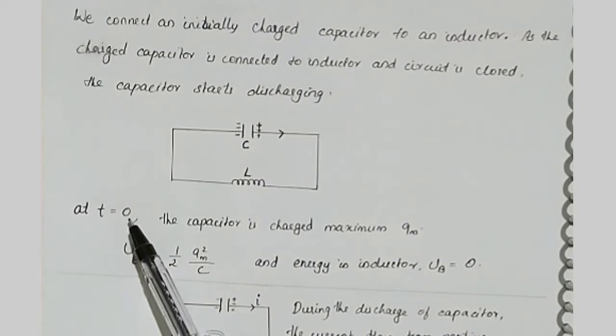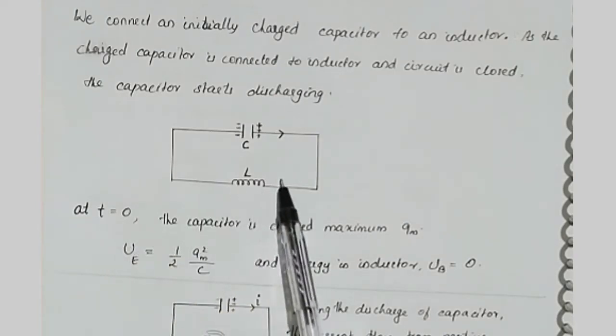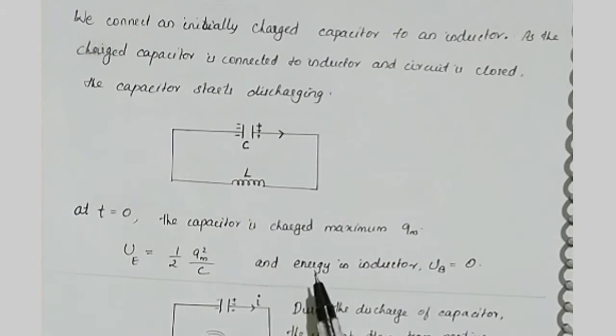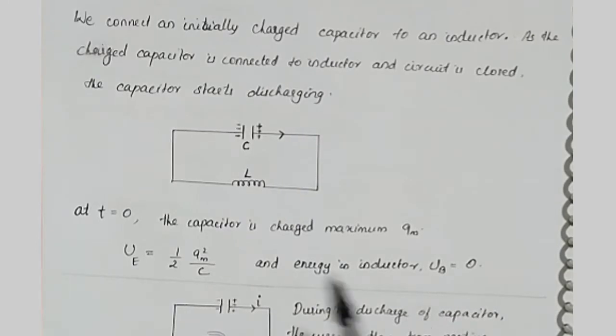Whereas at time t equal to 0, there is no current passing through this inductor, and therefore the magnetic energy stored in the inductor, UB, is 0. So at t equal to 0, UE, the electrical energy in the capacitor, is half Qm square by C, whereas the magnetic energy in the inductor UB is 0.